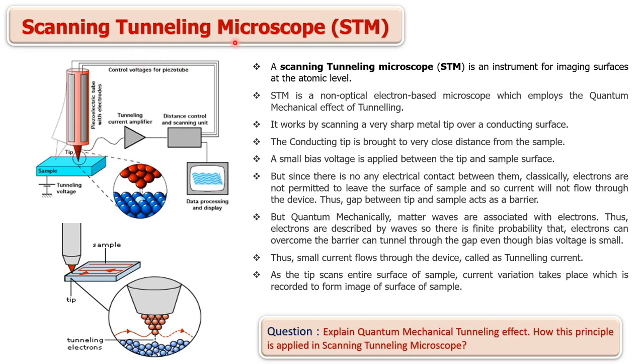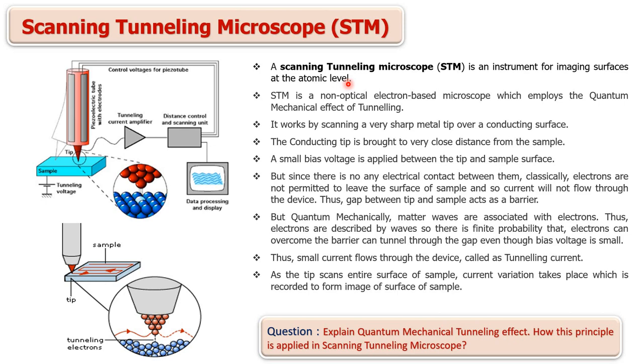So scanning tunneling microscope, in short we say STM. It is a non-optical microscope. It is an electron based microscope, and STMs are used to study images of surfaces at the atomic level, meaning how the atoms are arranged on the surface of the specimen. It can be studied by using STM. So such a high resolution is there.